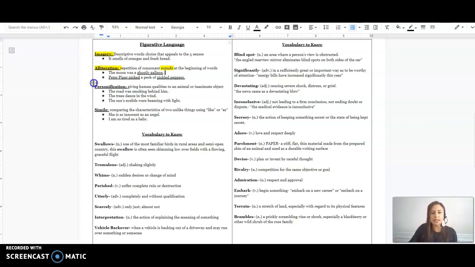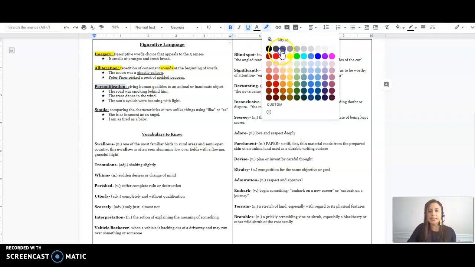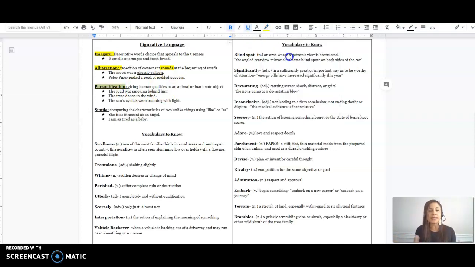Then we have personification. Personification is, I think, one of figurative language's easiest words to understand. It has the word person in it, okay? So when we are trying to determine if personification is being used, we have to see if we are giving human-like qualities to something that is not human. So here are some examples.